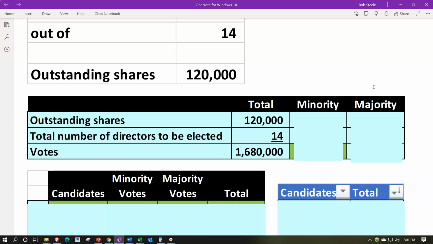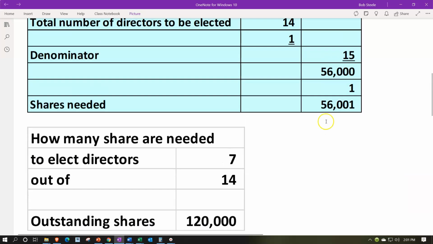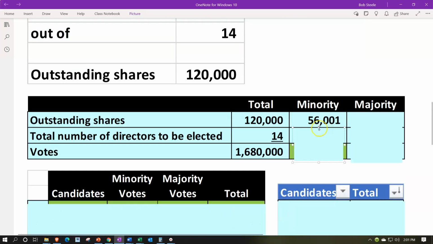So what would we have to do to lock down the seats that we want, the 7 seats? Okay, so this is us. Then we're going to say, well, we just calculated the 56,001 shares, and then we have 14 seats.